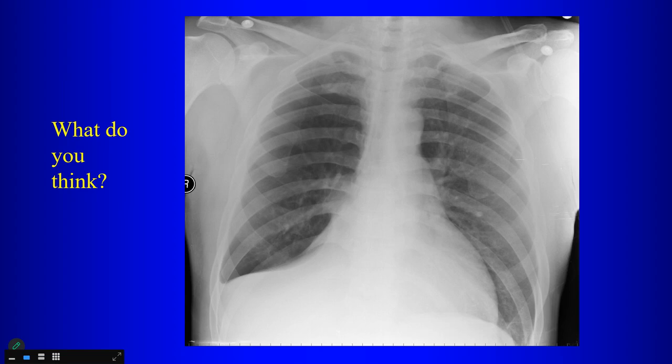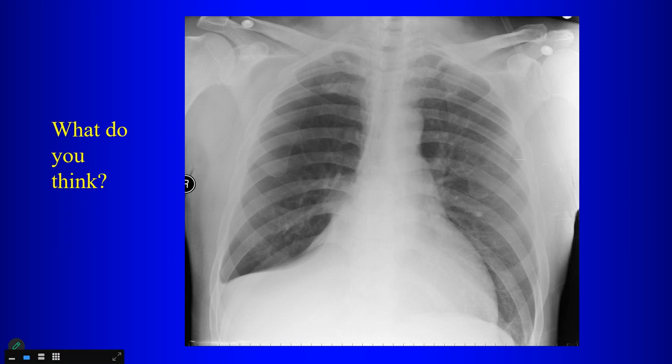Do we see the right heart border? No. What are we thinking about that? Middle mediastinal obscuring the right heart border? When we have obscuration of the right heart border, where do we localize the pathology to? Right middle lobe.